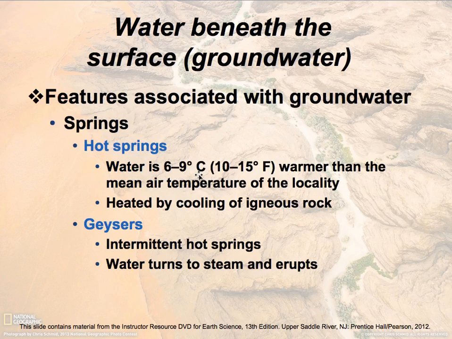Features associated with groundwater: springs. You can have hot springs and geysers, which are areas where groundwater is moving past a source of geothermal heat. That is, water is heated up by earth processes. Those can manifest themselves at the surface, either by pools of warm water, or by eruptions of steam and water.